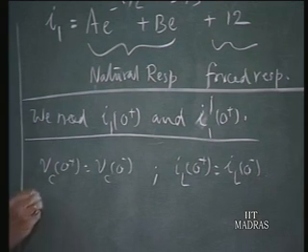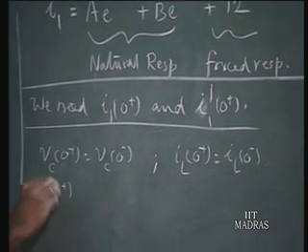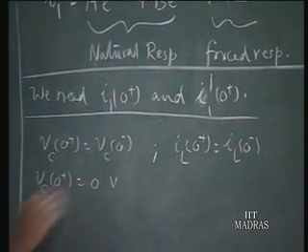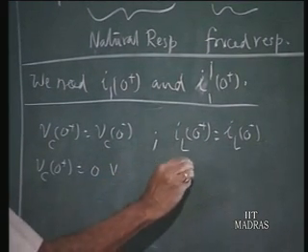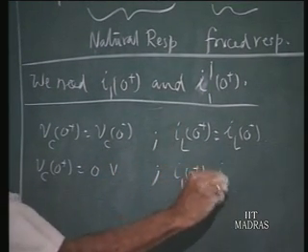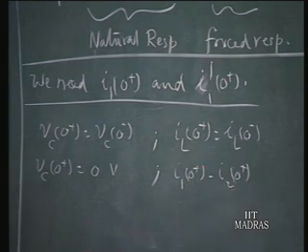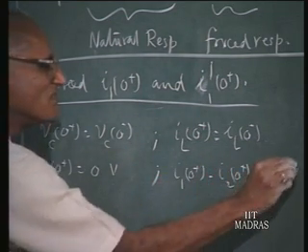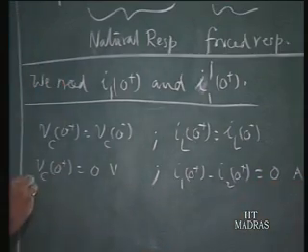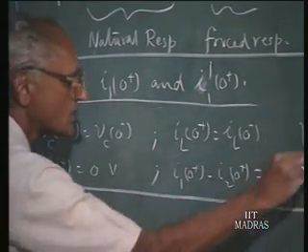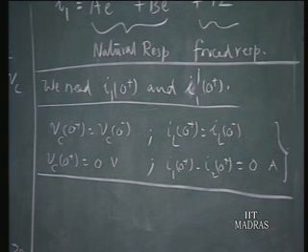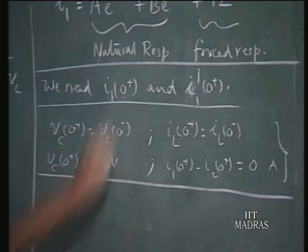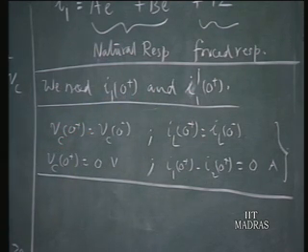So, we can say that VC(0+) is also 0 volts, and IL(0+), which is really I1(0+) minus I2(0+), that is IL equals I1 minus I2, is also 0. So, this is the information that is given to us, and from this information we should be able to determine the values of I1(0+) and I1'(0+). How do we do that?